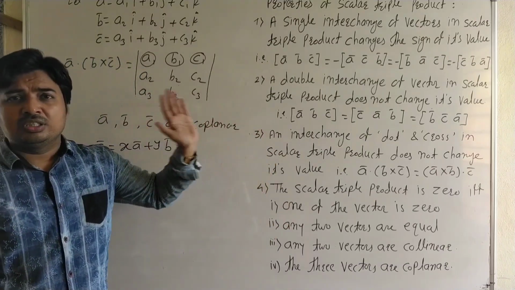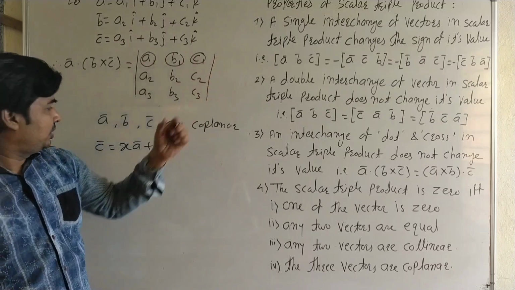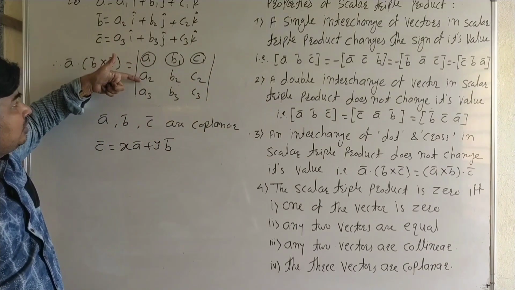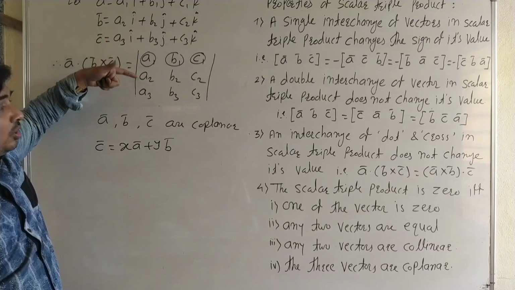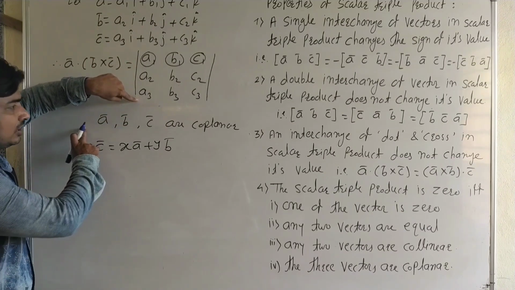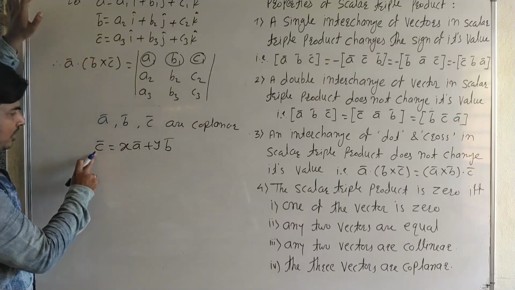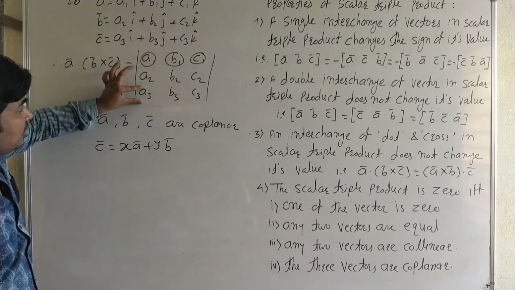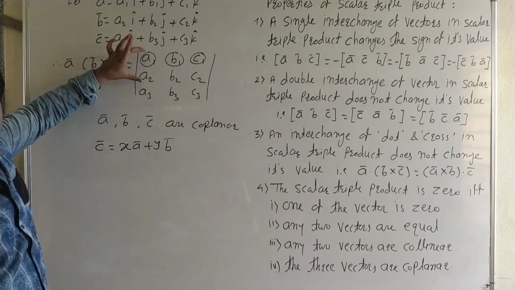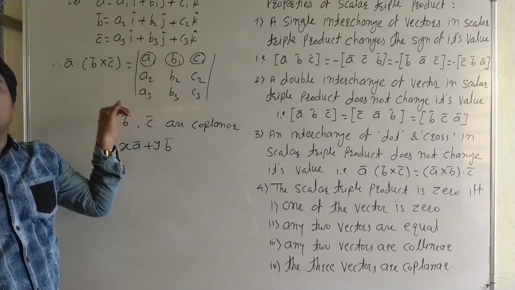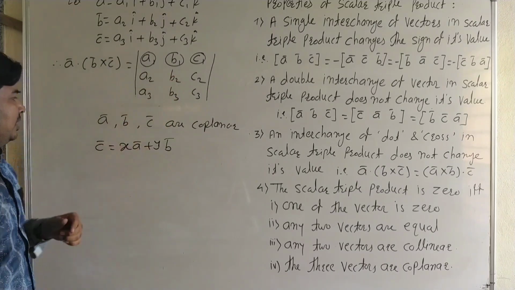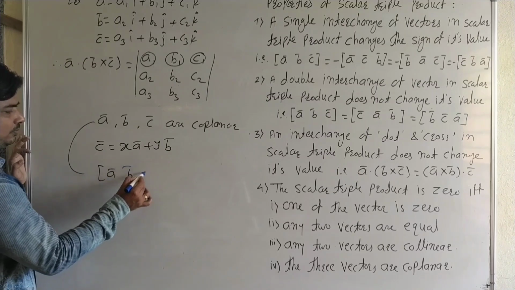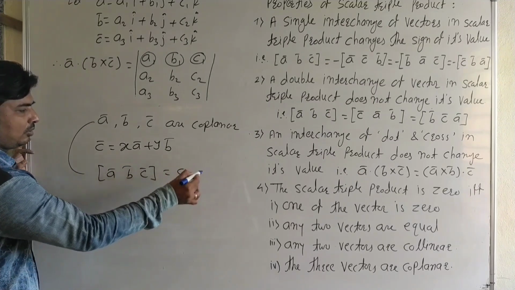Here we cannot consider columns, we consider the rows. Here the linear combination of A bar and B bar, that means the linear combination of the first row and second row, represents the third row. When three vectors are coplanar, one vector is a linear combination of the other two vectors, that means the third row is a linear combination of the first and second rows, and then the value of the determinant is 0. And if the vectors are coplanar, then the triple product is 0. The triple product of the vectors is 0.